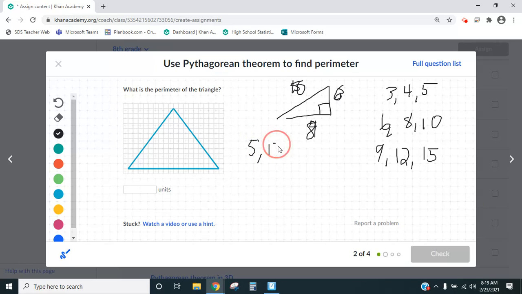Another Pythagorean triple is 5, 12, 13. That always forms a right triangle. So if you know that two sides are 5 and 12, the other side is going to be 13. We can also double that one all the way through. We could triple it. We could take it times 14 billion. As long as we did it to all those numbers in the triple.